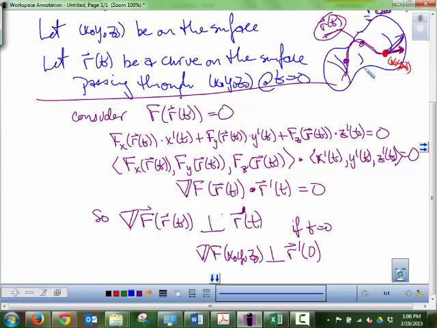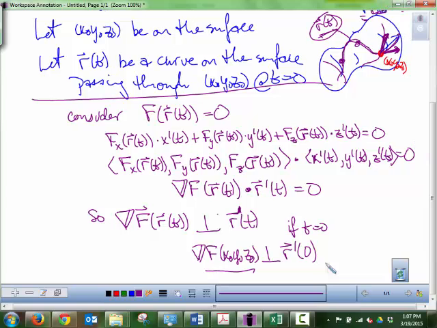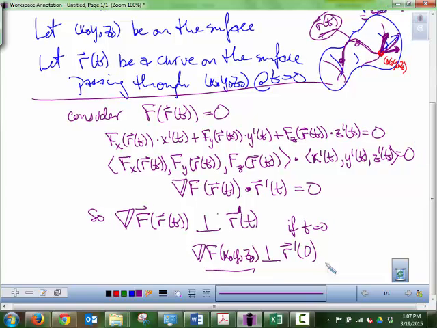And then what if we had a different tangent curve? Since this curve is arbitrary, what if we had a different curve, and then another tangent curve? The gradient is going to be perpendicular to that as well. So we could safely say that the gradient is perpendicular to a level surface.